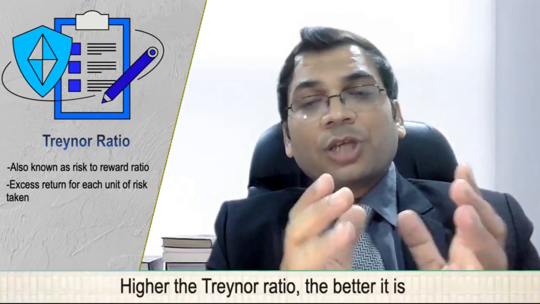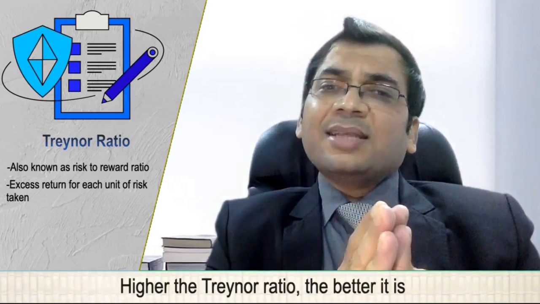Now coming to the Treynor ratio. The Treynor ratio is also known as the reward to volatility ratio. Similar to the Sharpe ratio, it is also a performance metric for determining how much excess return was generated for each unit of risk taken. So the higher the Treynor ratio, the better it is. The Treynor ratio is similar to the Sharpe ratio. The only difference is that in the case of the Sharpe ratio, we use standard deviation in the denominator, but in the case of the Treynor ratio, we use beta in the denominator.